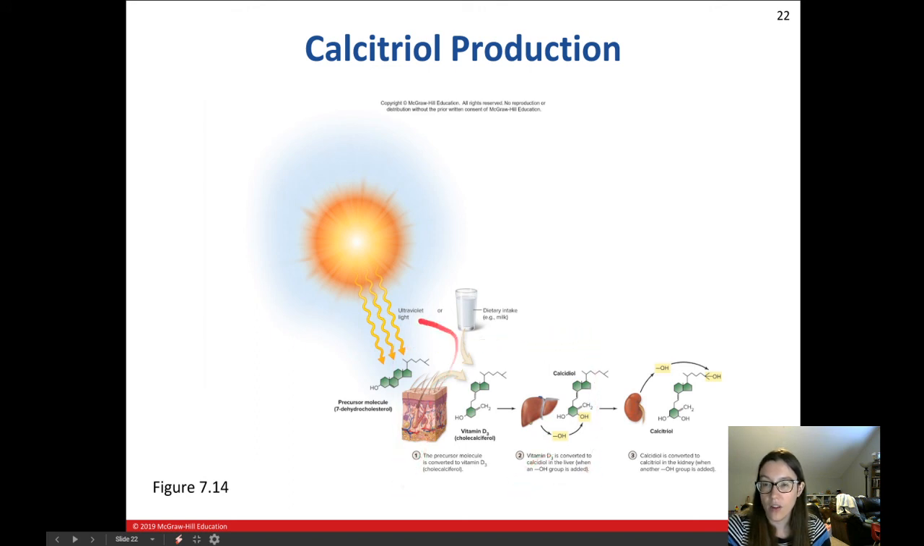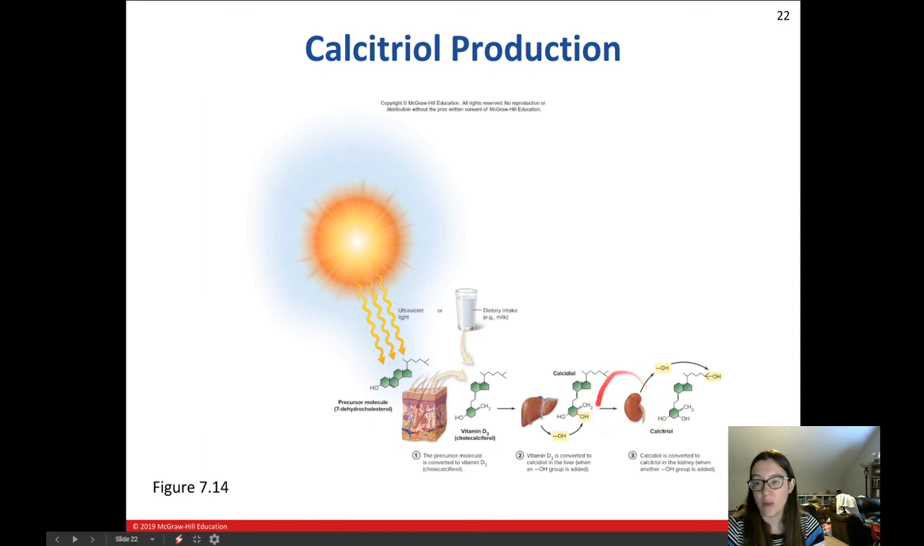We have got all of this happening pretty much all the time. So this part right here, whenever you get sunlight hitting your skin, it's going to convert that 7-dehydrocholesterol into the cholecalciferol. And then the liver is pretty much all the time going to be converting that cholecalciferol into calcidiol. And that calcidiol is still not active yet. So it still needs to have one more modification before it becomes the active form of vitamin D.